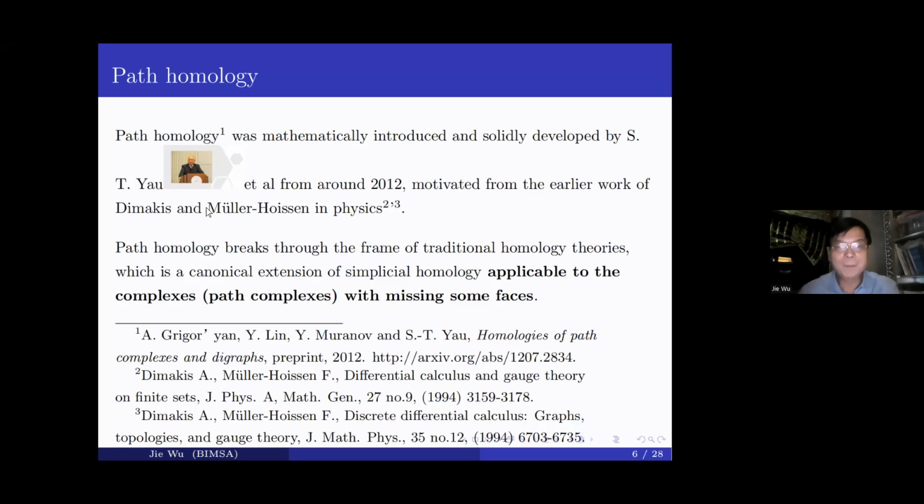So there is a lot of work in Yao's group. They actually started maybe 10 years ago to look at this. In the beginning I think they looked at diagrams and tried to get some new topology and geometry on diagrams. So that's why they introduced the path homology. Okay.